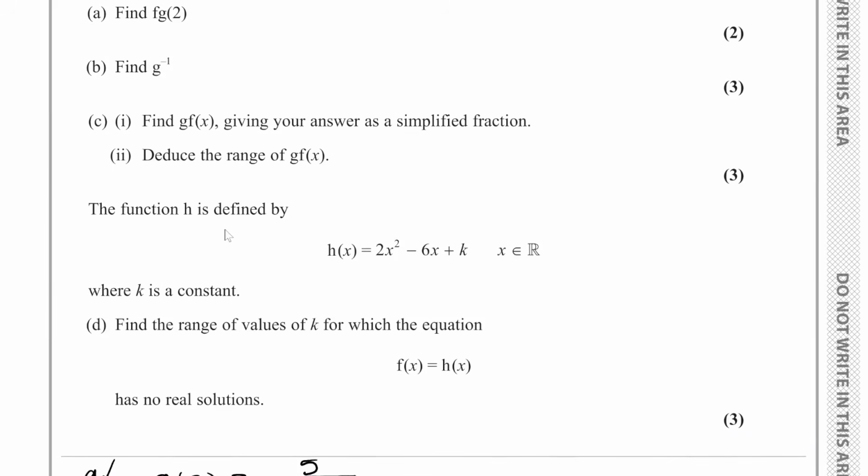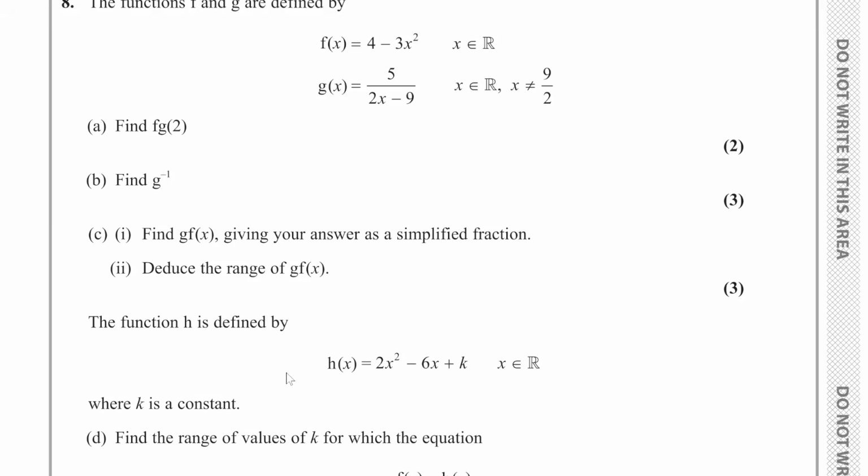And function h, find the range of values for k for which f of x equals h of x has no solutions. So we've got f of x, 4 minus 3x squared equals h of x. And we want to know where that has no solutions.